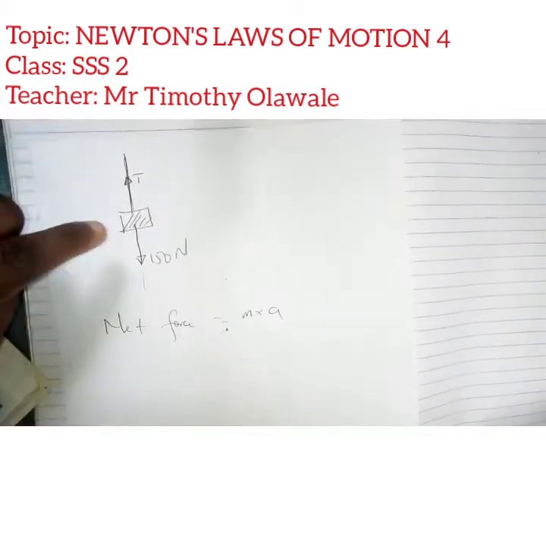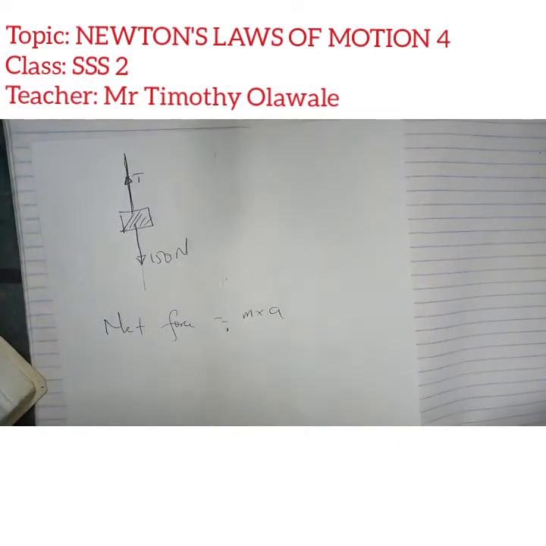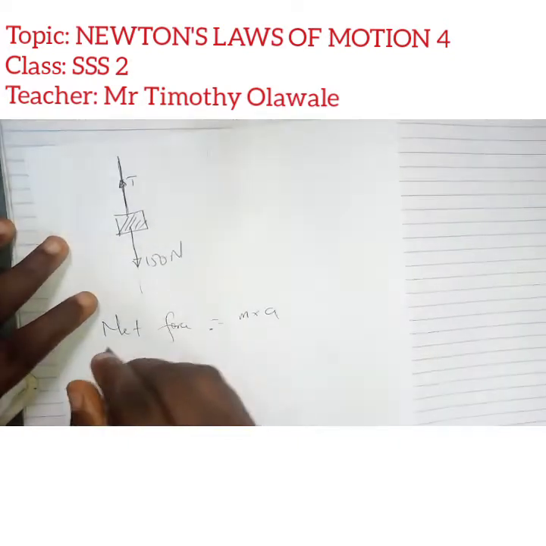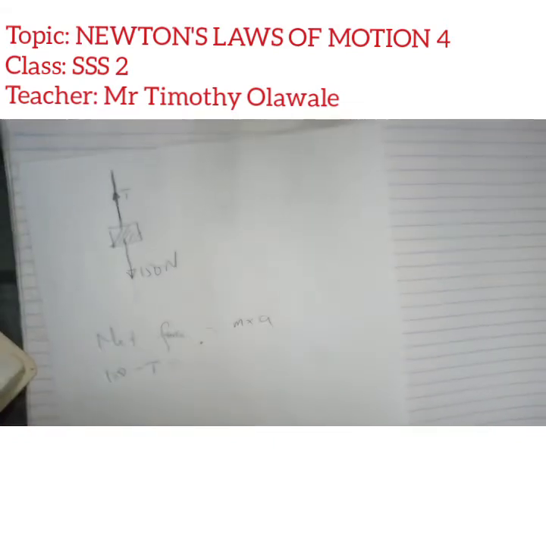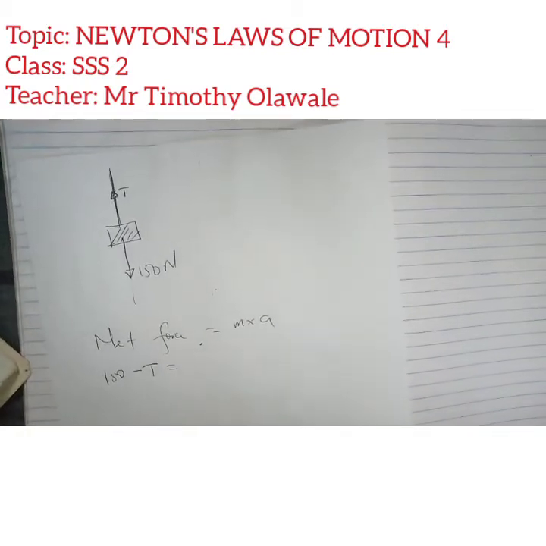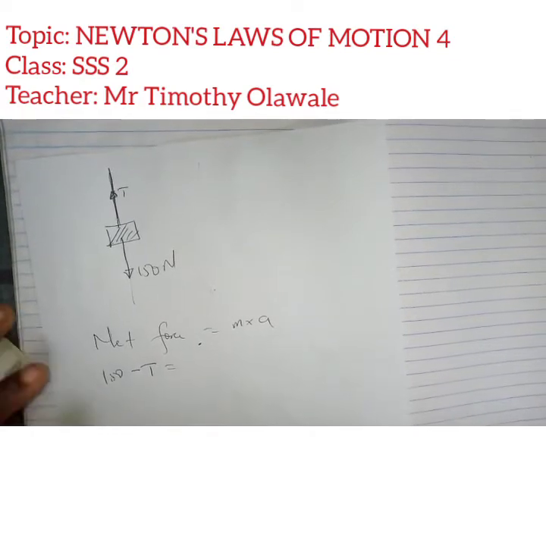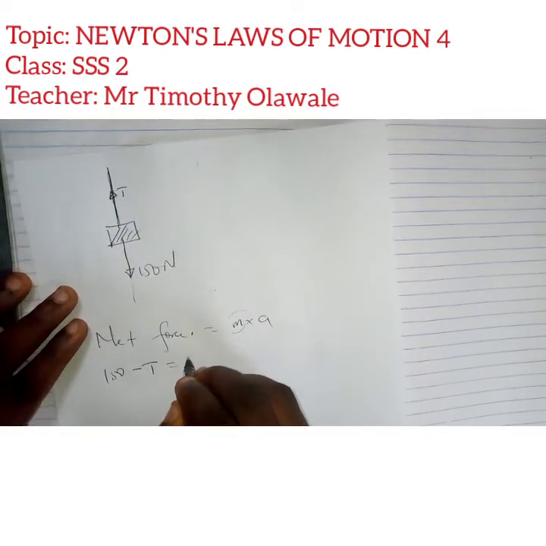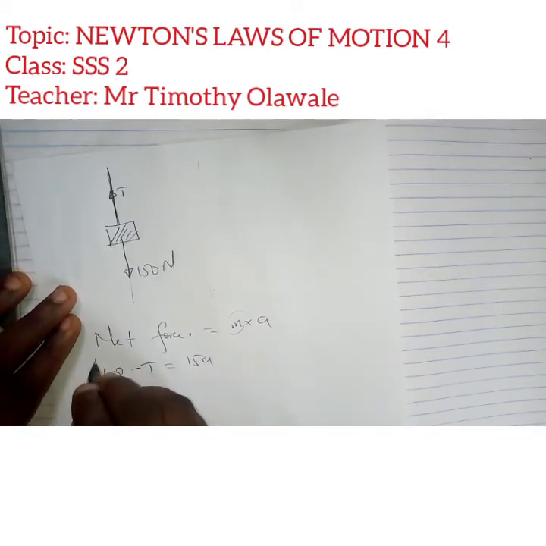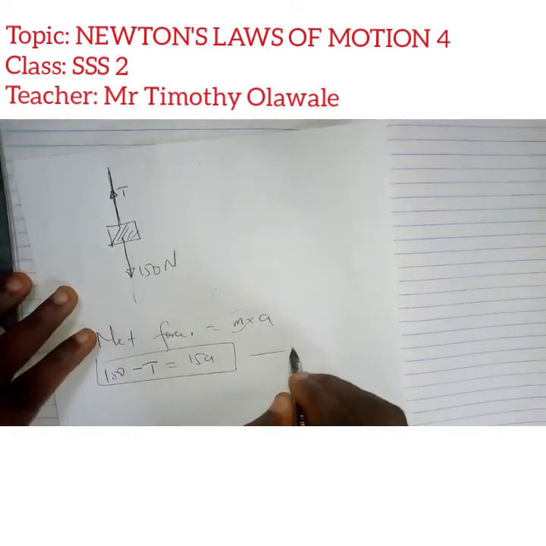So in this case, tension is acting up, weight is acting down. What will be the net force? It will be 150 minus tension. Why did I use 150 minus tension? Because the body was moving down. Assuming the body was moving up, it will be tension minus 150. Do you get that? So it equals MA. What's our M? Our M is 15, so 15A. Let's keep this and call it equation 1.